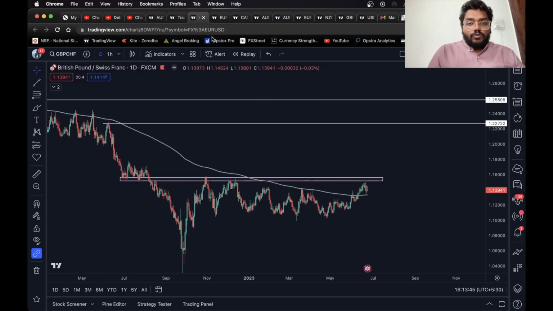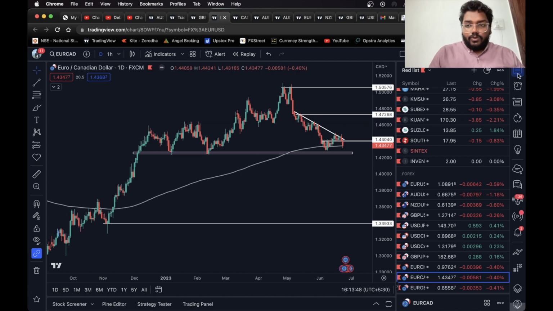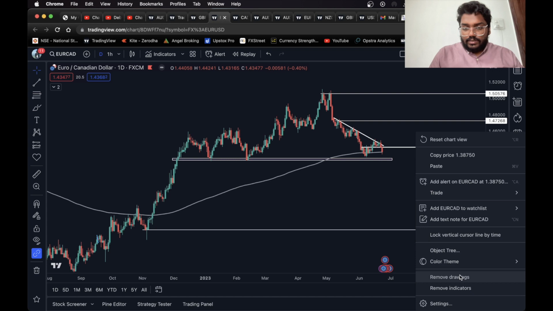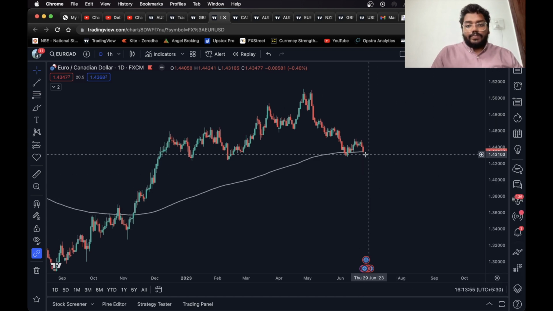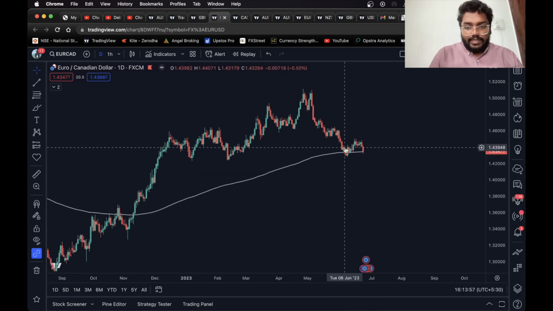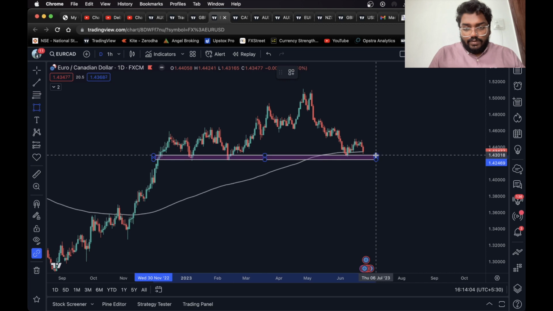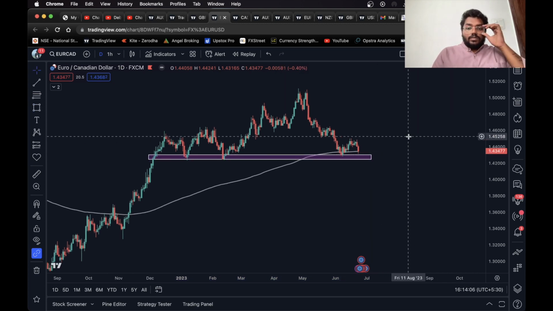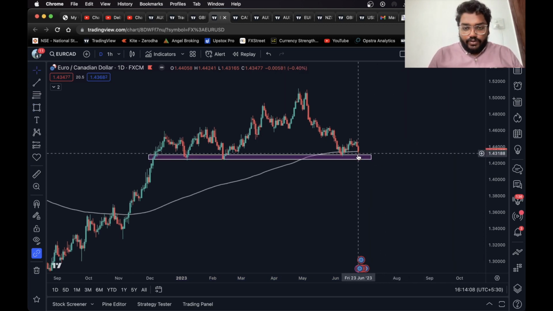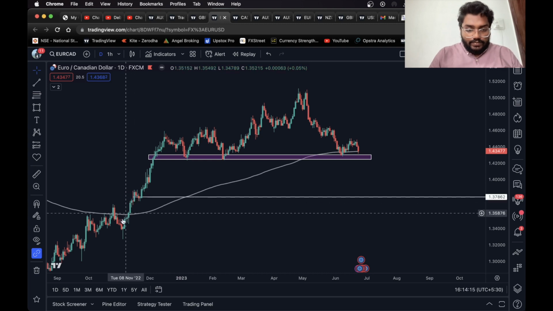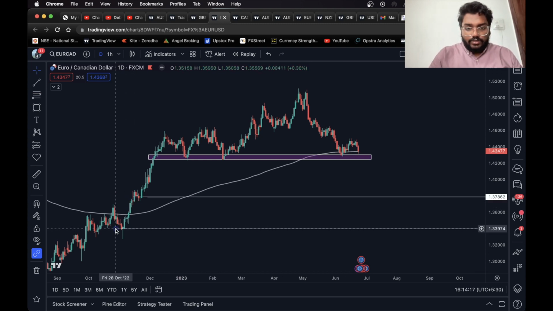Okay, moving on to the next one, we have EuroCAD. As you can see, the pair is on 200 EMA. It came down, it took a support, and then again it's on 200 EMA now, and we can also see a level over here, right? So what we can do is we can wait for it to break this level. Once the pair breaks this level, a short entry can be taken. You can consider this level as your first target and this level as your final short target.